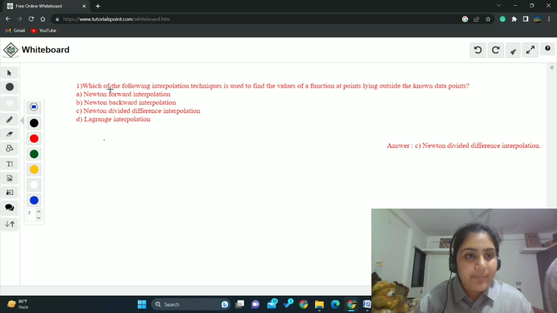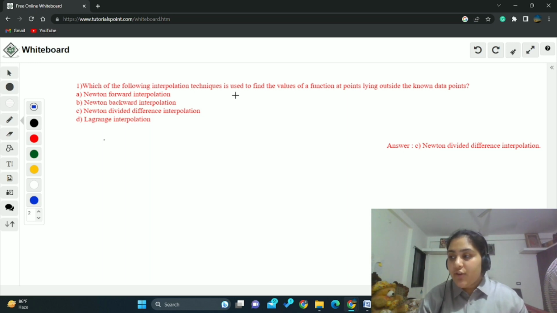Question number 1. The question given is, which of the following interpolation techniques is used to find the value of a function at a point lying outside the known data points? Options given are Newton forward interpolation, Newton backward interpolation, Newton divided difference interpolation, and Lagrange interpolation.